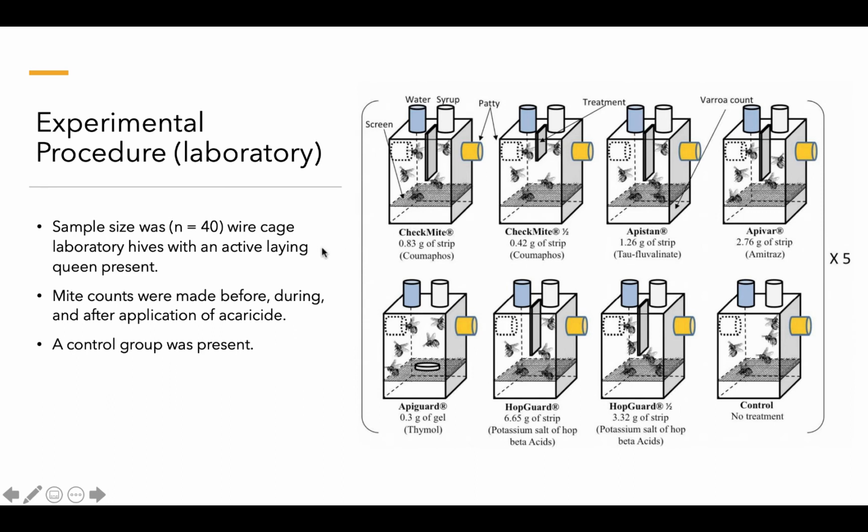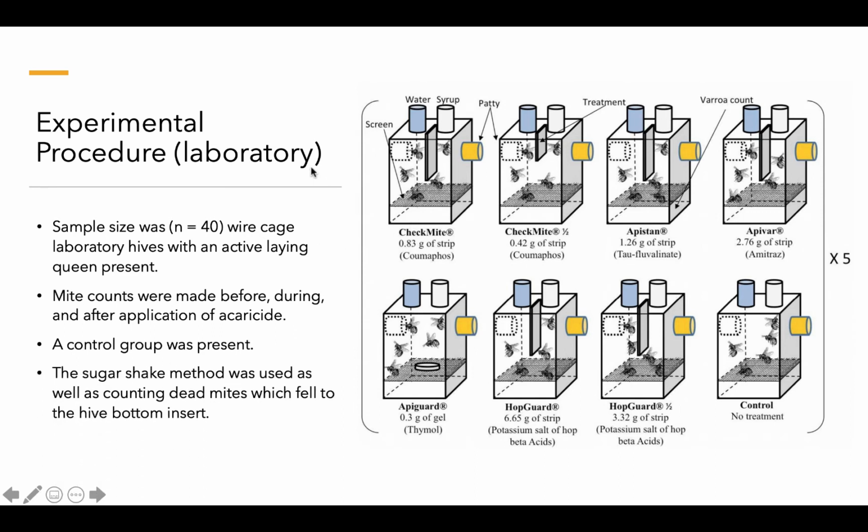of mites on that screen, or they use what's called a sugar shake method, which, as comical as it sounds, actually is pretty effective and used by beekeepers all around the world. You take a container, you put a bunch of bees in it, you put some powdered sugar in there, and then you shake the container with the bees in it. They have a hard exoskeleton, so it doesn't damage them. The mites fall off the bee. You put the bees back in the hive.